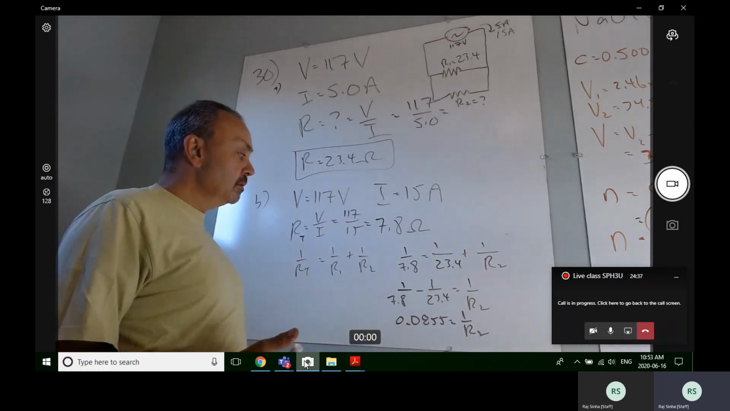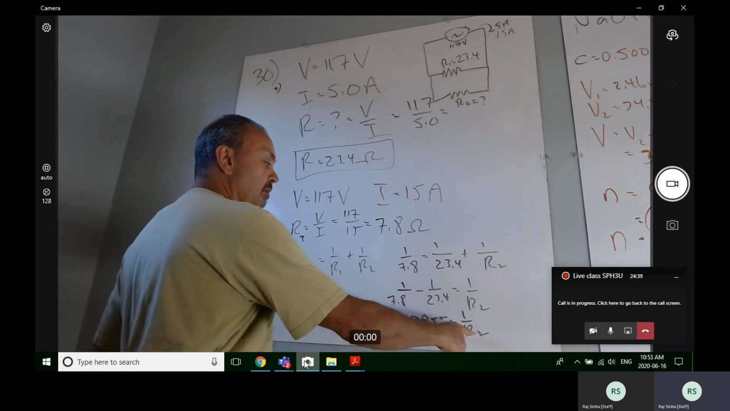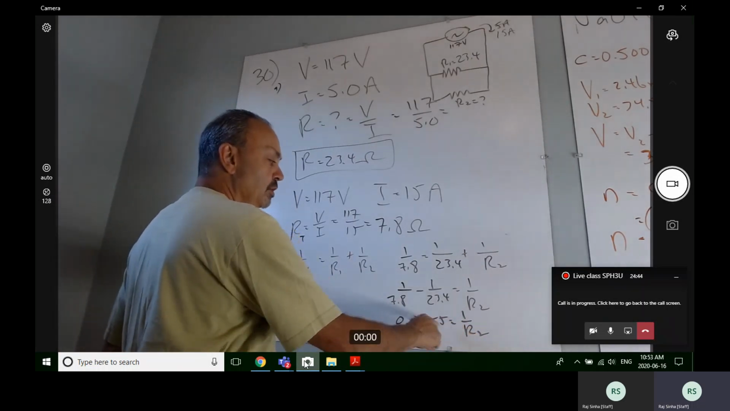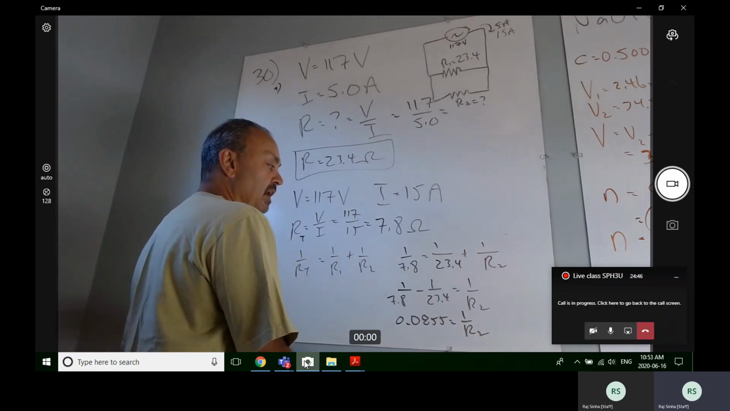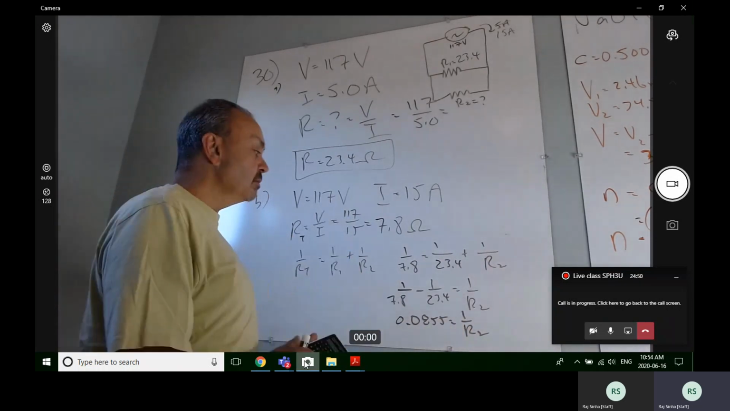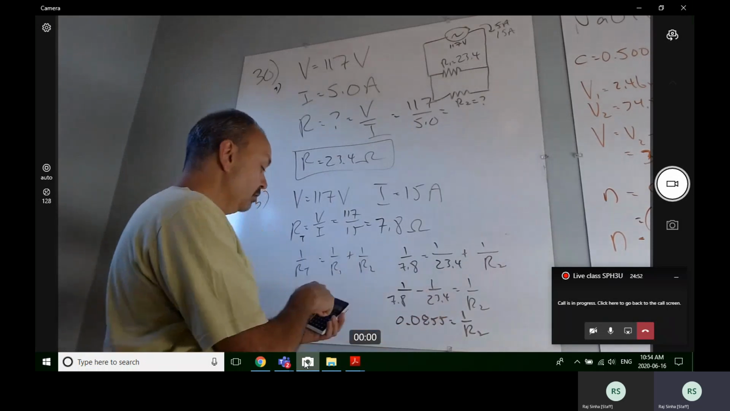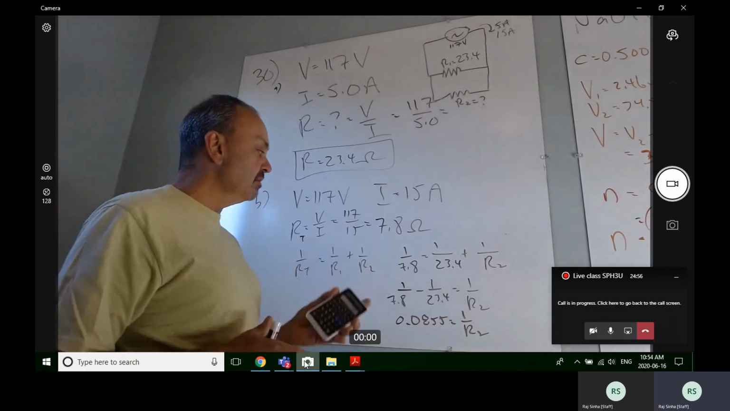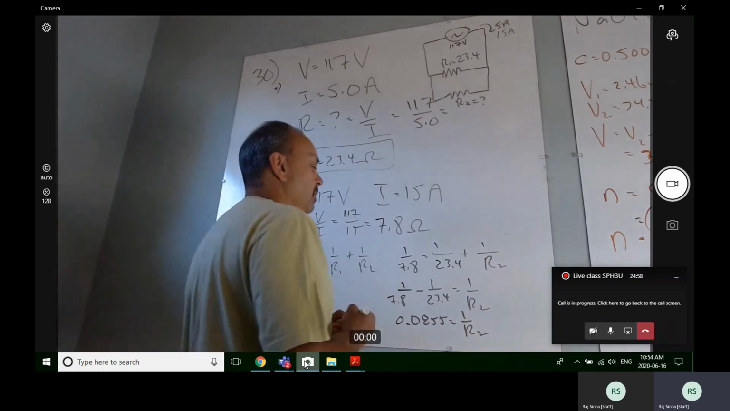Okay, now to solve for R2, I'm going to bring the R2 up and take the 0.0855 down. So I get R2 equals 1 over 0.0855, but I already have the 0.0855 still on my calculator. So I'm just going to say R2 equals 1 over this number. Let's just leave it on there and do 1 over x. I'm getting 11.7 ohms.